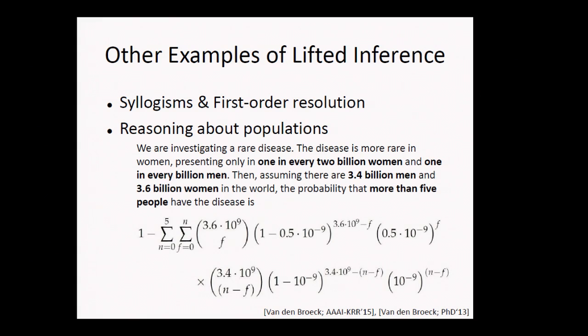So now what's the probability that more than 5 people have this disease? And okay, it's not so easy to see, but most high school stats students will be able to write down some equation using combinatorics that computes this number. And important to note is that they will not end up multiplying 7 billion numbers, right? They will do something more clever than this. They will do some type of high-level reasoning about uncertainty, some type of lifted inference.